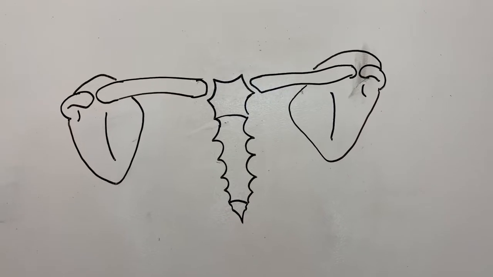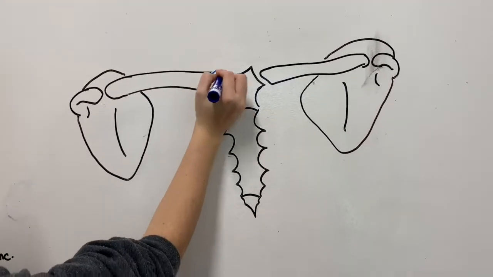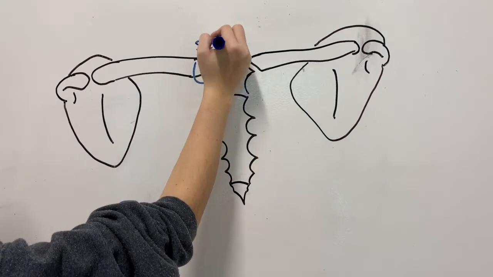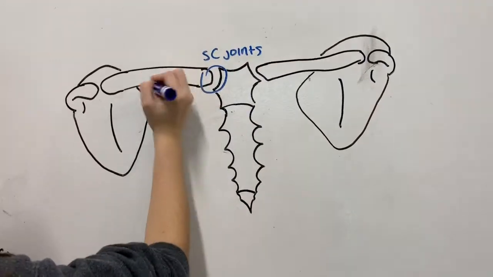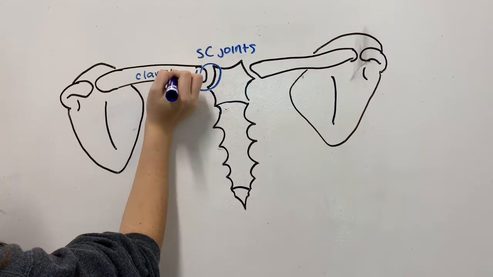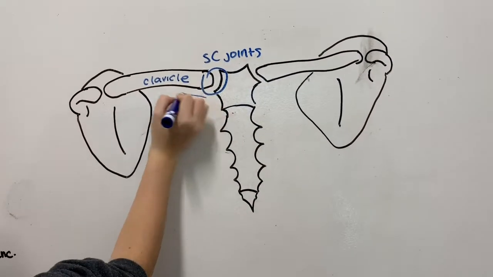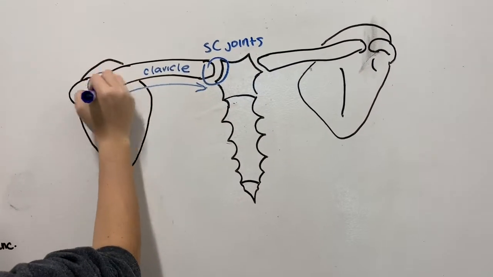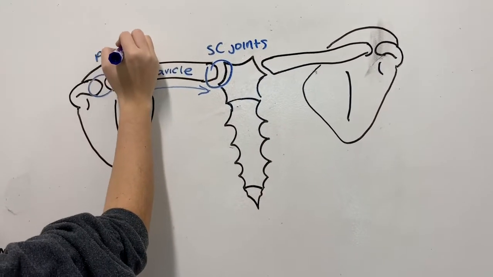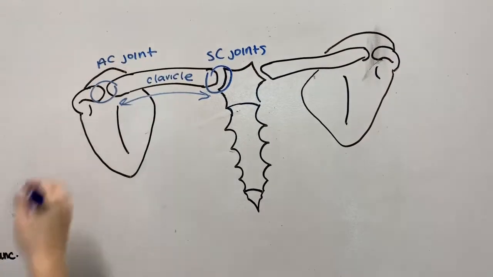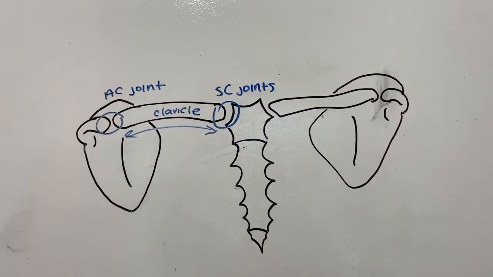Back up at the clavicular notches are the sternoclavicular joints, which allow the sternum to articulate with the medial ends of the clavicles. The clavicles are responsible for bridging the sternum and acromion processes together. The lateral end of the clavicles connects to the acromion processes, which is also known as the acromioclavicular joint.